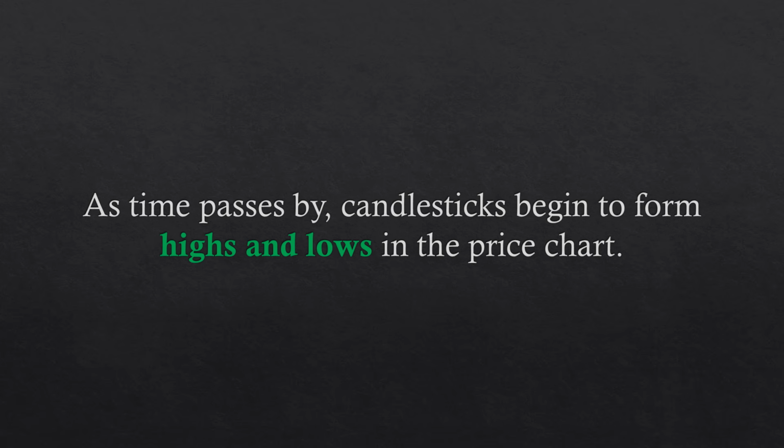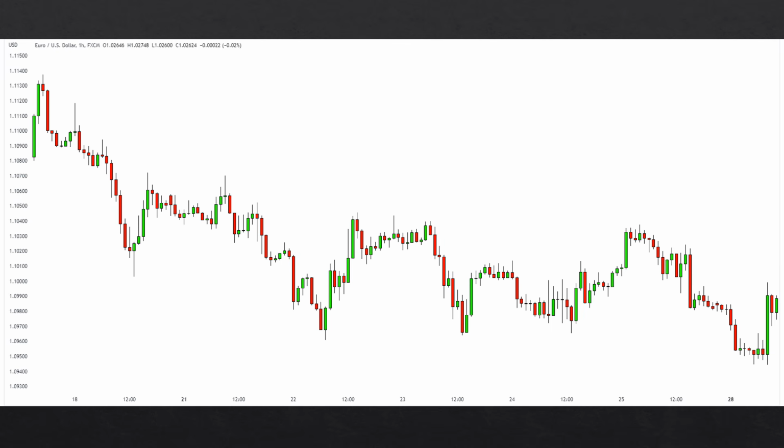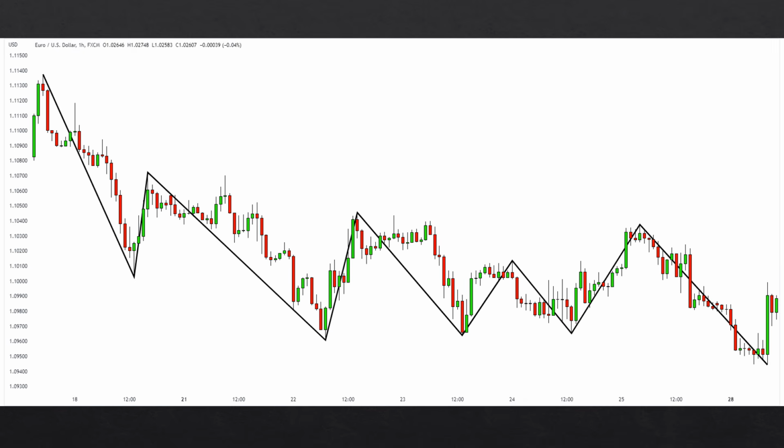For example, take a look at this chart. There are around 160 visible candlesticks in here. And notice how distinctive highs and lows form as new candlesticks are formed. It's always useful to mark these highs and lows, as you can see in this next chart.